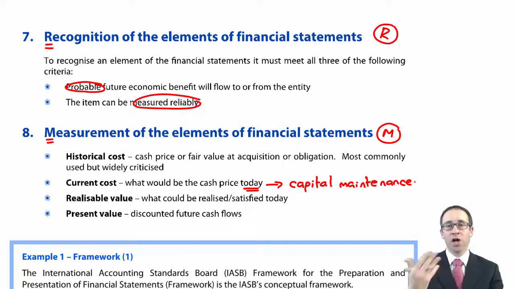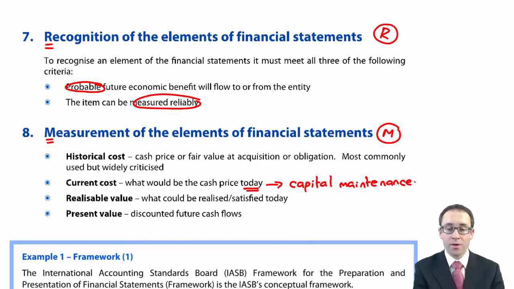And if the NRV is lower than the cost, then you would record it at that lower realizable value, because it gives a more faithful representation, doesn't it, of the economic reality of what would happen within the business. You will sell that inventory at below its cost, so therefore recognize it at its realizable value.